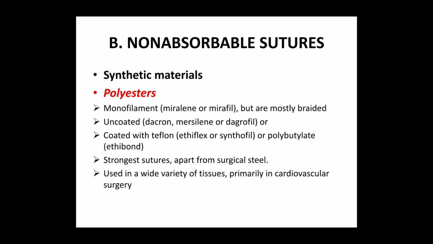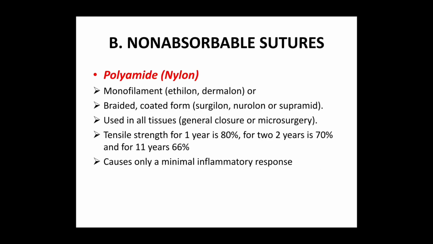Then there are non-absorbable suture materials that are synthetically prepared. These are polyesters. Polyesters are monofilament but mostly braided. Uncoated, also called Dacron, or a coated one with Teflon. It is the strongest suture apart from surgical steel. Used in a wide variety of tissues, primarily in cardiovascular surgeries.